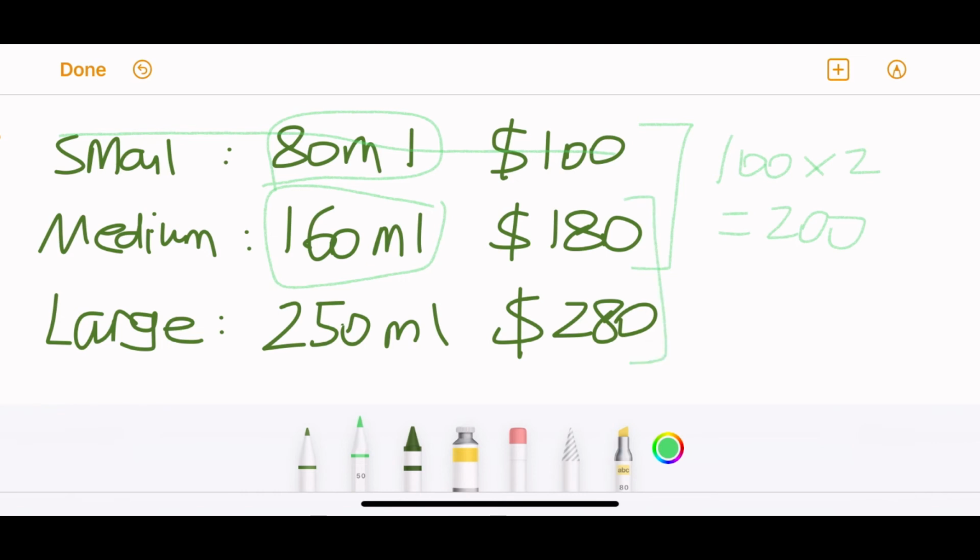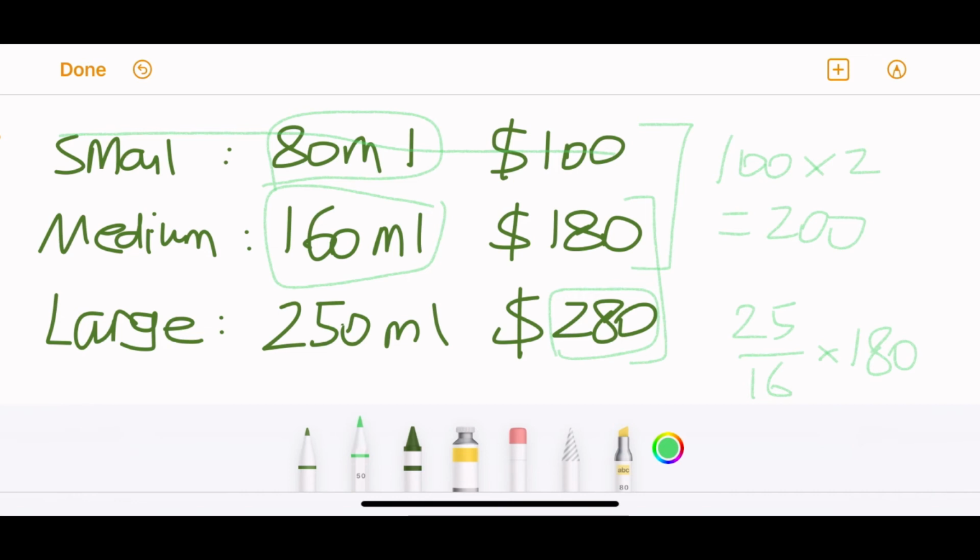This is hard because it's hard to find a relationship between 250 and 160 straight away by just looking at it, but we can use our calculator. We can do 250 divided by 160, and I will get a fraction, 25/16, but we don't mind it being a fraction because we have our calculator. Then I'm going to multiply this number by 180. Now, if the result that we get is bigger than 280, which is the price here, then it means that the large is of the best value.